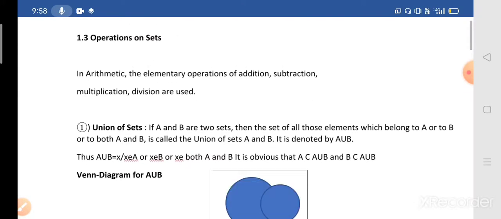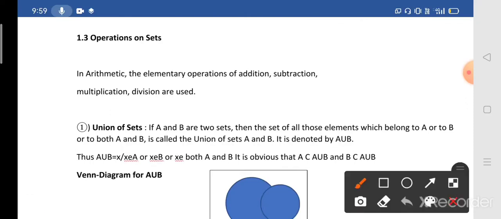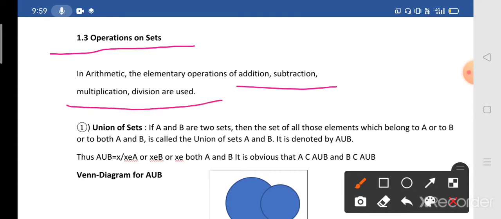Today's topic is operations on sets. Operations means arithmetic operations, here addition, subtraction, multiplication and division are operations. First, we start with the union of sets.